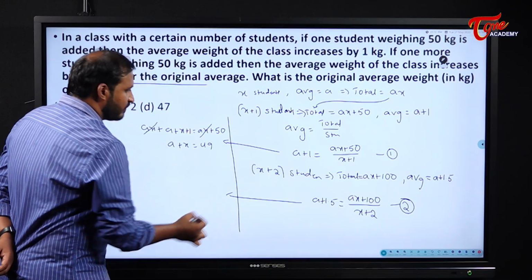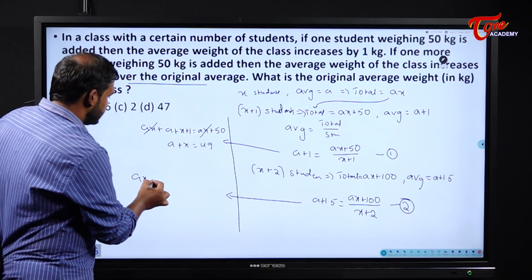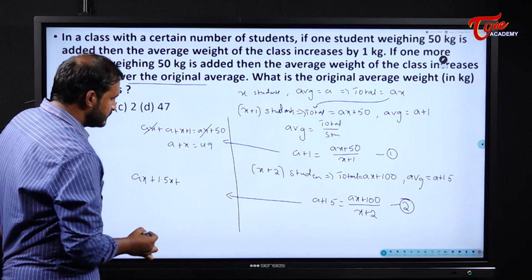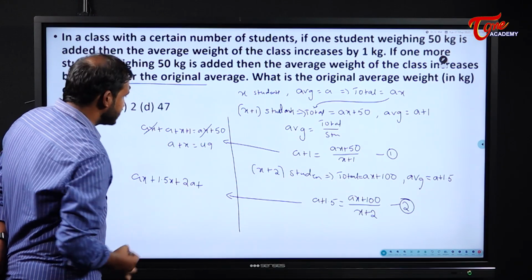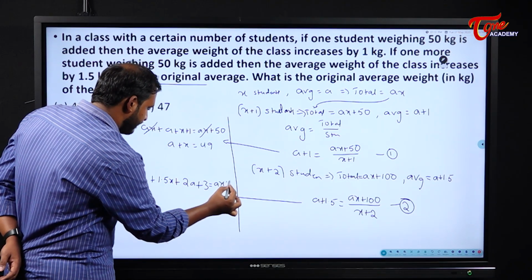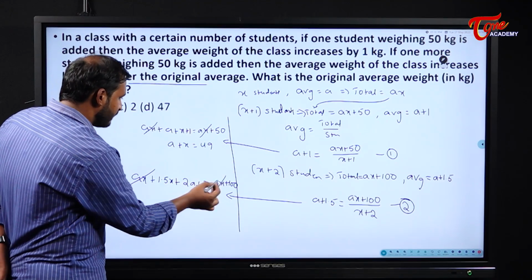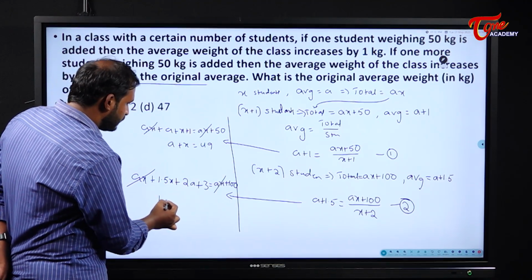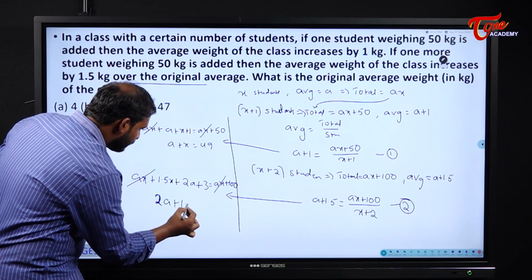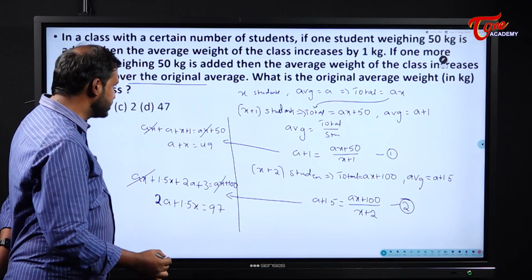From the next equation, please see here once again: AX plus 1.5X plus 2A plus 3 is equal to AX plus 100. Here also AX will get cancelled, and what you will have is 2A plus 1.5X is equal to 97.